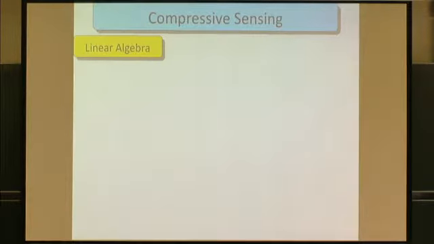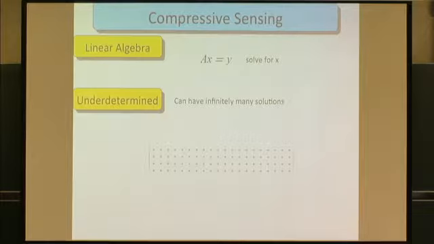And at the end of the day, it all boils down simply to linear algebra. So if you recall linear algebra, we have this matrix equation, Ax = y. A is a matrix, x is a vector, y is a vector. Basically, we know A, we know y, and we just have to solve for x. Well, if this system of equations is underdetermined, we can have infinitely many solutions.